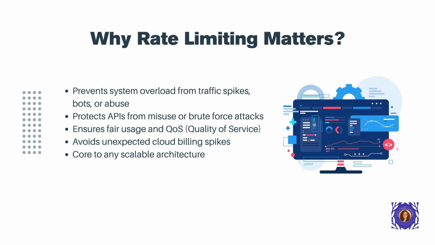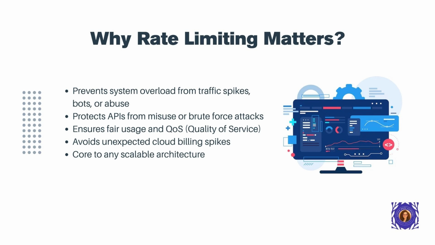Firstly, it acts as a crucial barrier to prevent system overload from sudden traffic spikes, malicious bots, or intentional abuse. Without it, a surge of requests could easily exhaust your server resources, leading to downtime. Secondly, it directly protects your APIs from misuse or brute force attacks. Imagine a login API. Without rate limiting, an attacker could attempt millions of password guesses in a short period.